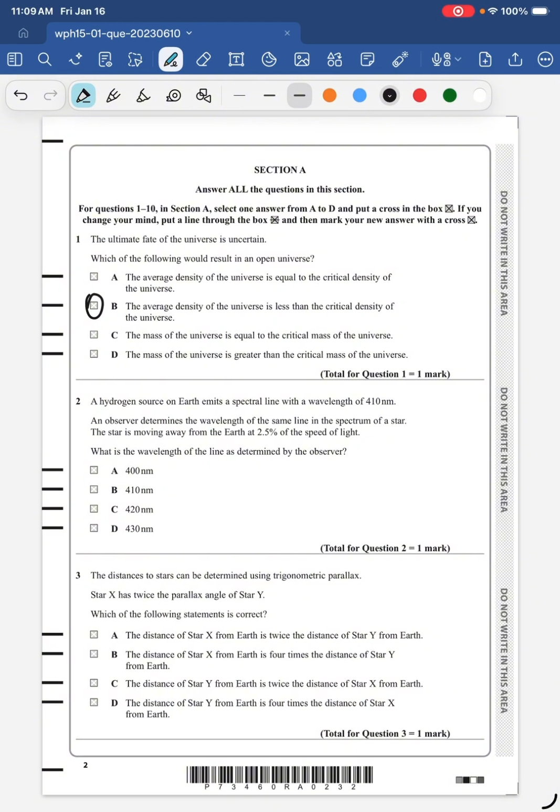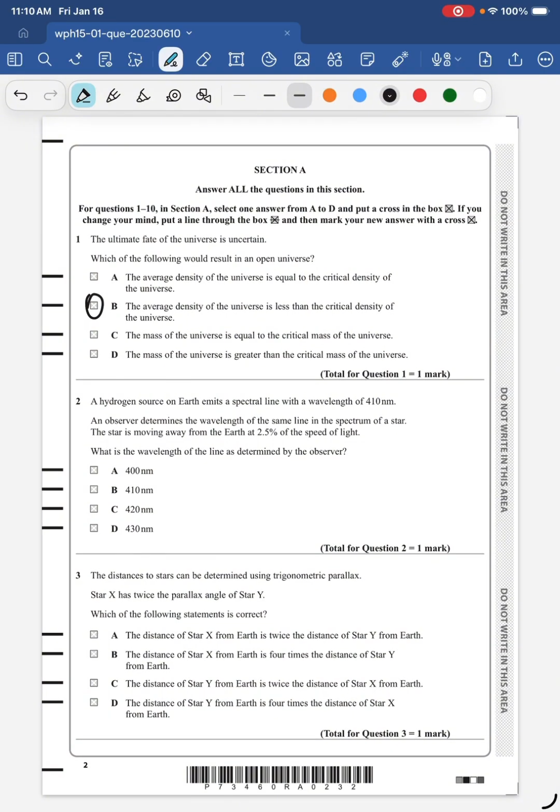Question 2. A hydrogen source on Earth emits a spectral line with a wavelength of 410 nanometers. That's blue, I guess. So an observer determines the wavelength of the same line in the spectrum of a star. The star is moving away from the Earth at 2.5% of the speed of light. What is the wavelength of the line as determined by the observer?